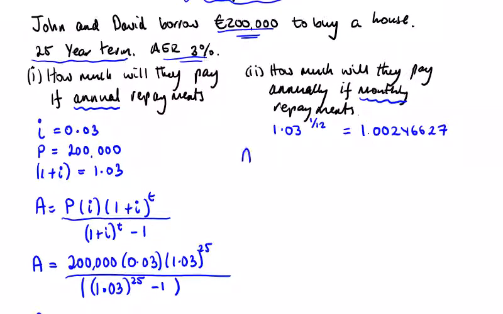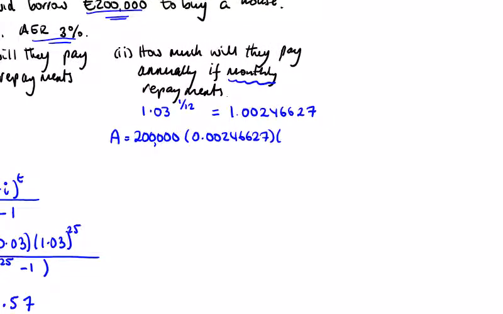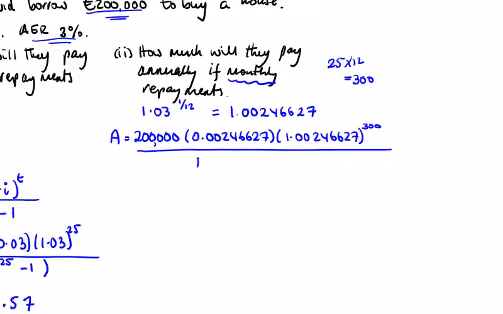We're going to have the same formula. The amount paying back is going to be 200,000 by I, which is 0.00246627, by 1 plus I, 1.00246627 to the power of 25 by 12, again 300 monthly payments, all divided by 1.00246627 to the power of 300 minus 1, in one big bracket. If we type this into our calculator and double check it, we are going to get €944.22.